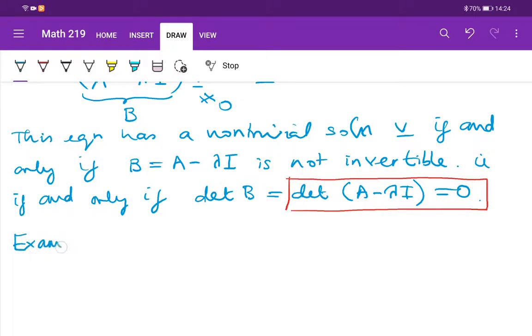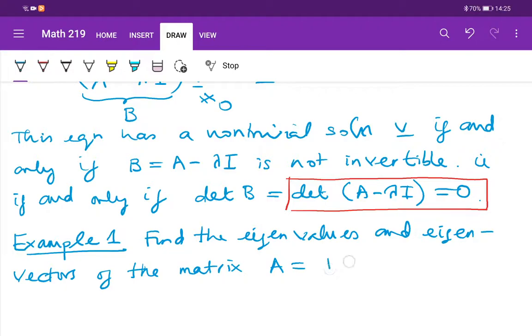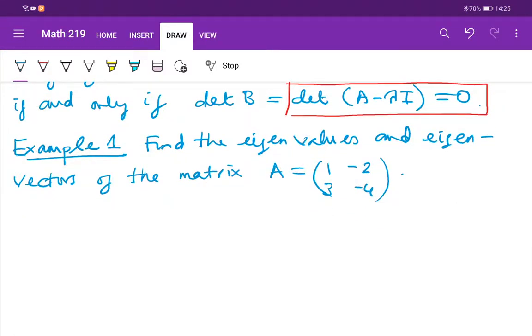So example 1. Let's find the eigenvalues and eigenvectors of the matrix A equal to 1, minus 2, 3, minus 4.